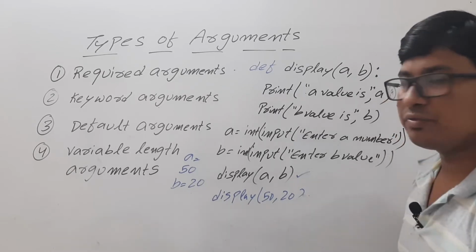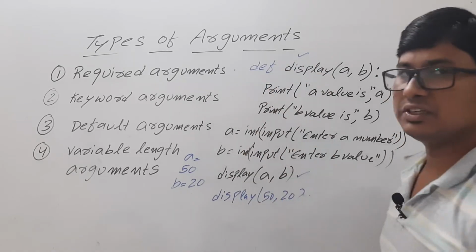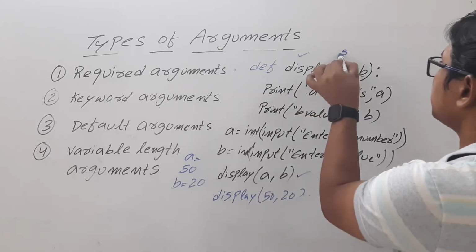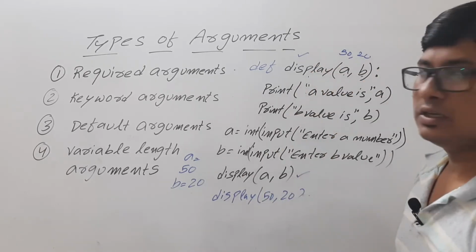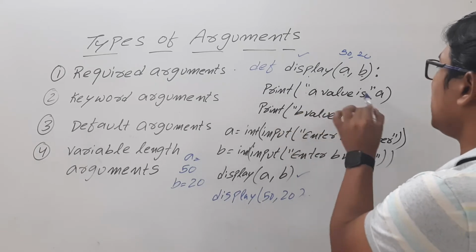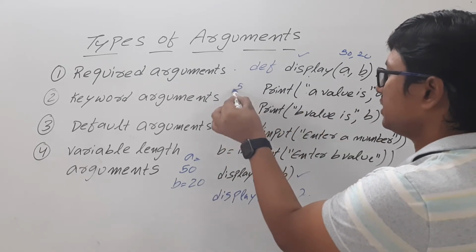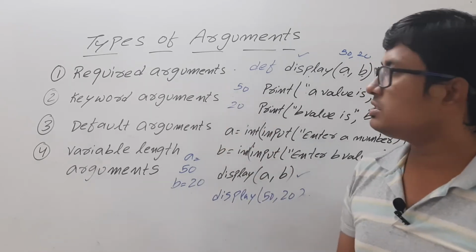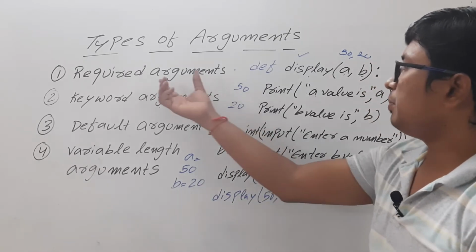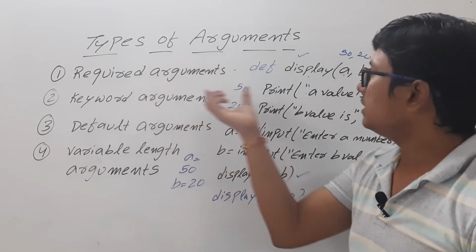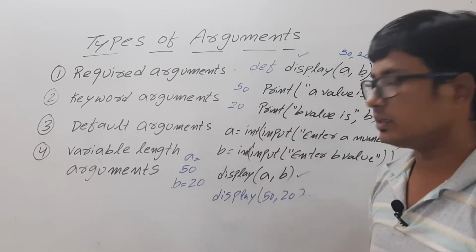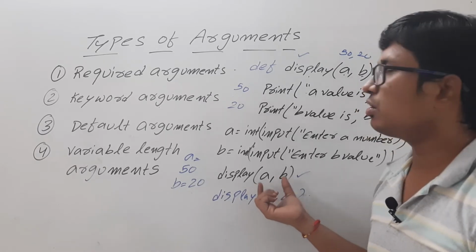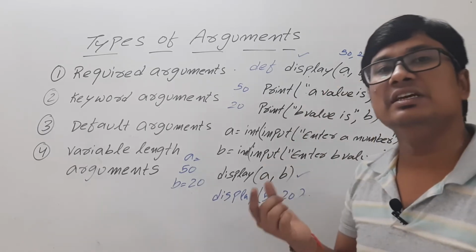Once you call the function, the control will go to the function definition. Now display a, b. A value is 50 and b value is 20. So when you display it, a value is, it will print 50 here, b value is, it will display 20. So this is the way you can pass the required arguments inside the function calling. And look here, the number of arguments in the function calling and the function definition is same.